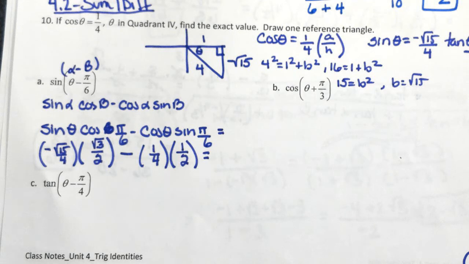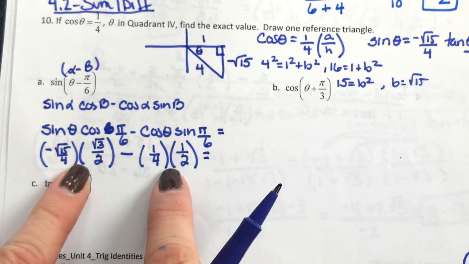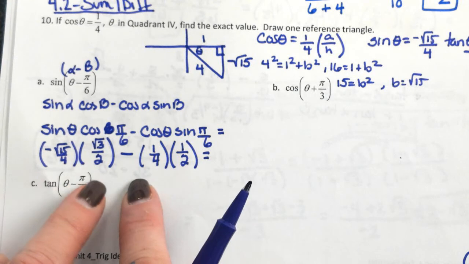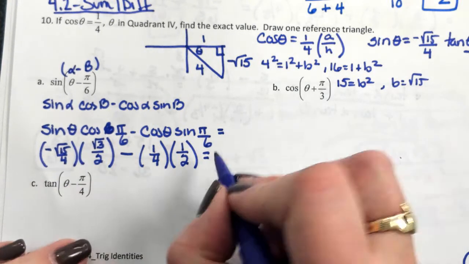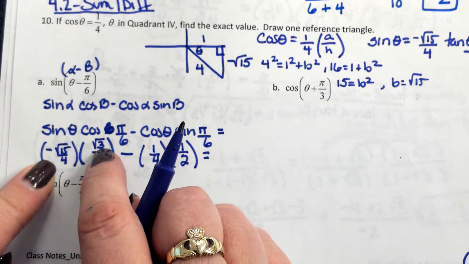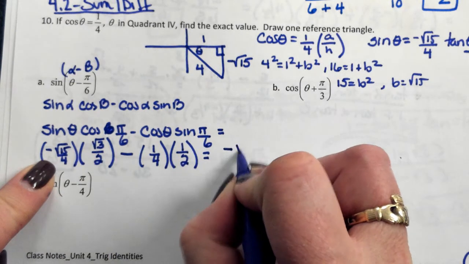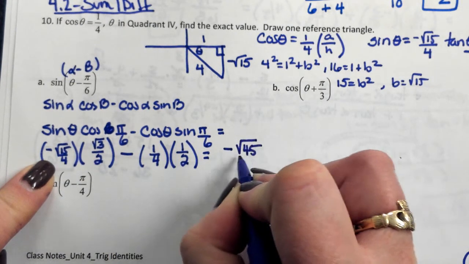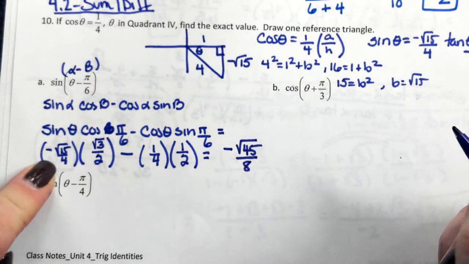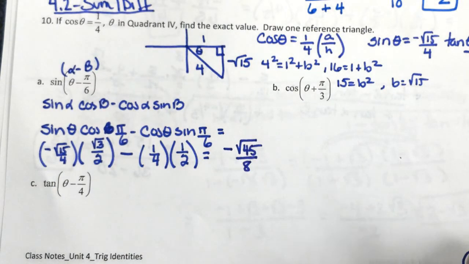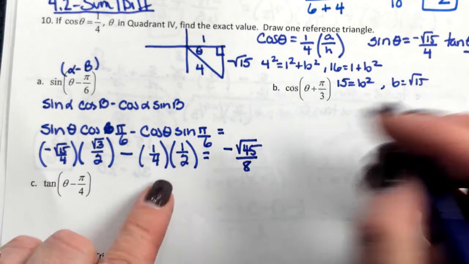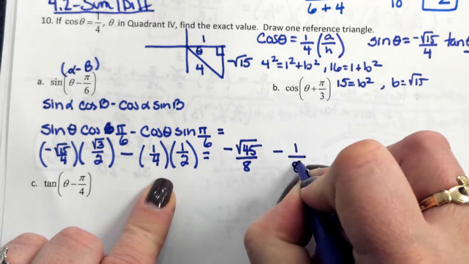So now, order of operations. Are we going to multiply these fractions together first, or are we going to subtract? Multiply. So negative square root 15 times square root 3 is going to give me negative square root 45 over 8. Remember, you can multiply unlike radicals together. You can't add unlikes. Minus 1 over 8.